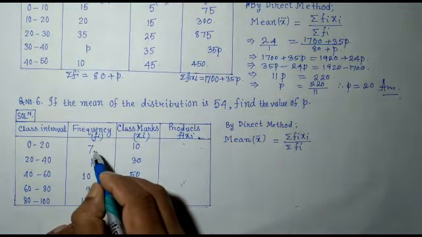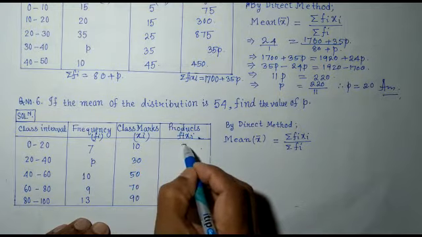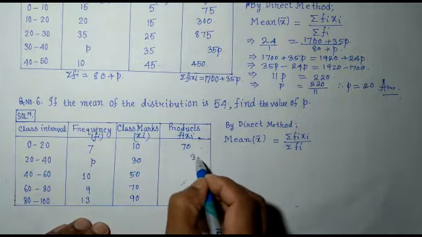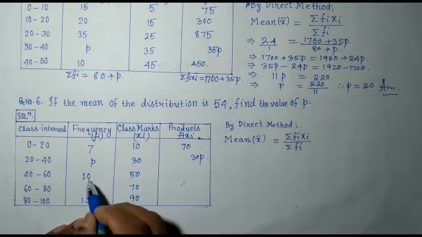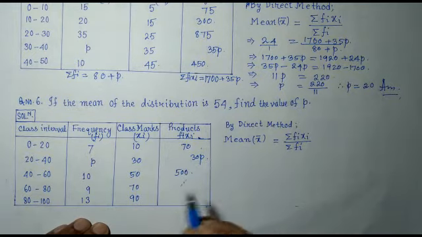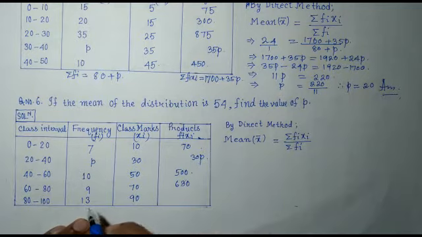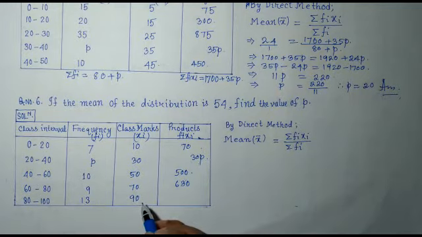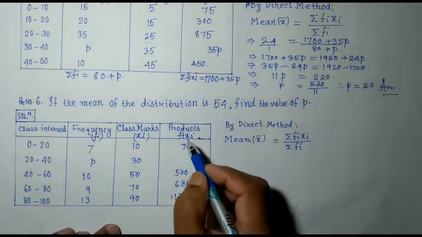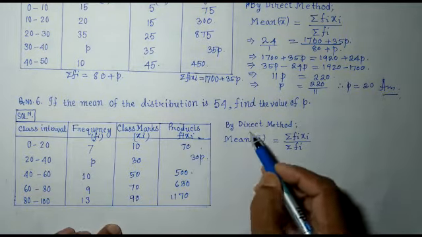So let us multiply 7 by 10, it is 70, and then p into 30, it is 30p, then 10 into 50, it is 500, and then 9 into 70, it is 630, and 13 into 90 will be 1170.